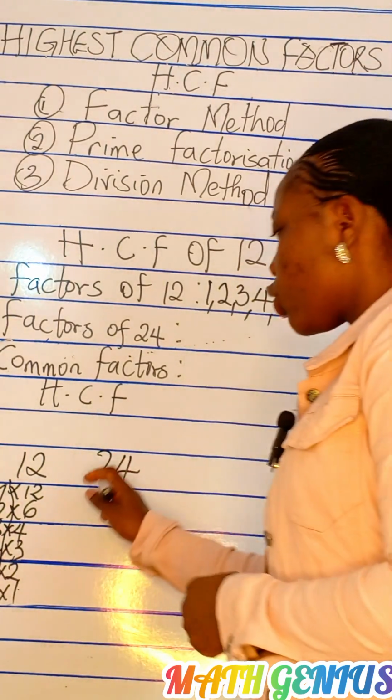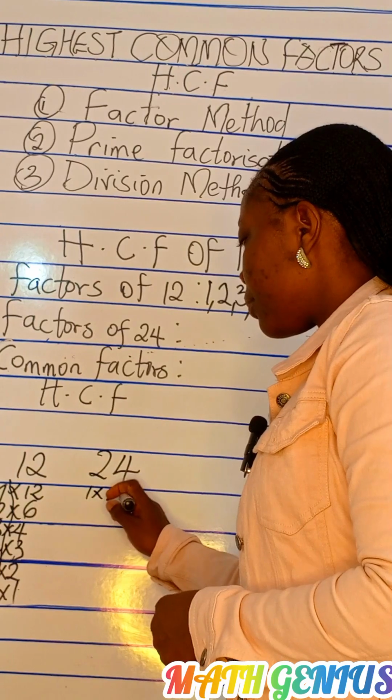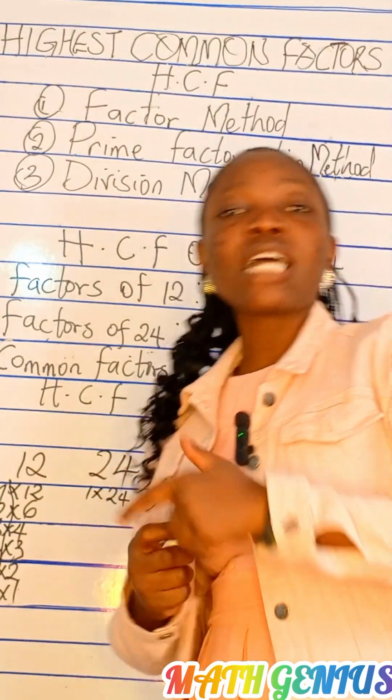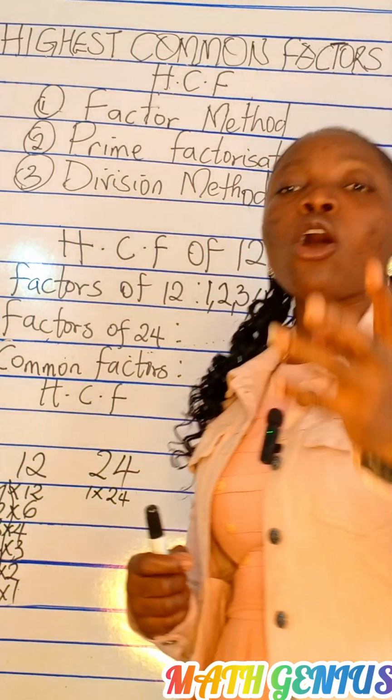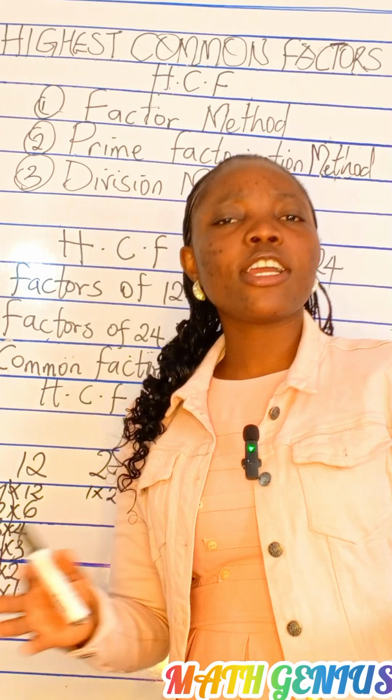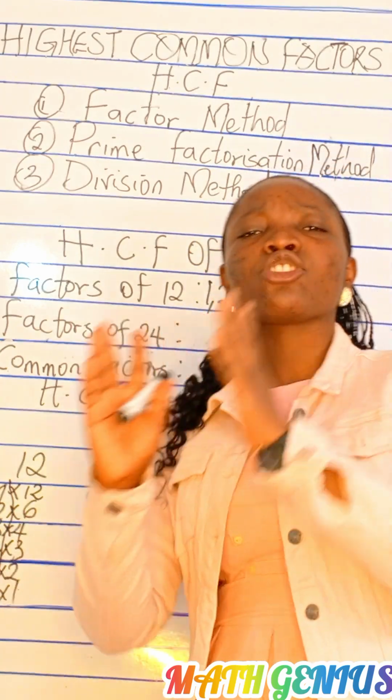1 times 24 is 24. Now you go to your 2 times. 2 times 1, 2. 2 times 2, 4. Times 3, 6. Times 4, 8.